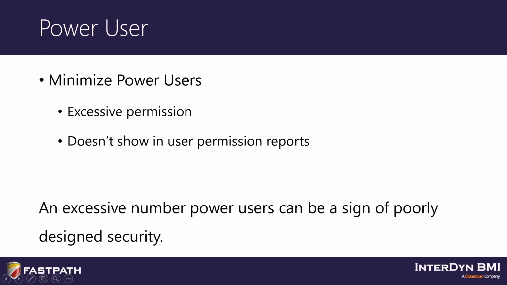If they don't, return that pesky little error message that I'm sure we've all seen at one point or another that says, you do not have access to open this window, please contact your security administrator, right? Well, what power user does is it tells GP, ignore that line of code. Don't even look at it. So it's just going to open the window regardless. And with that, power users do not show in user permission reports.